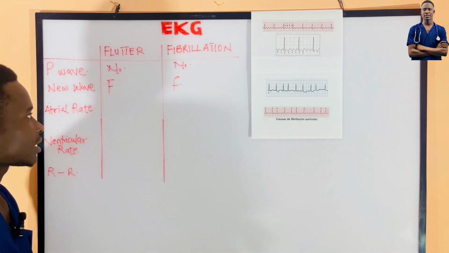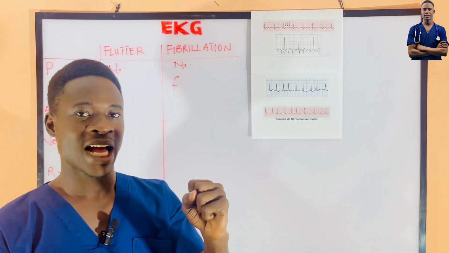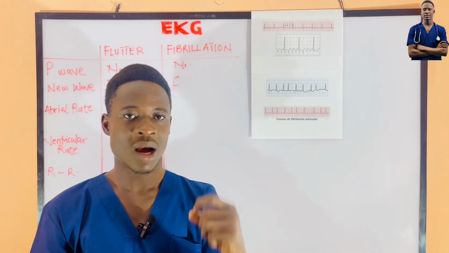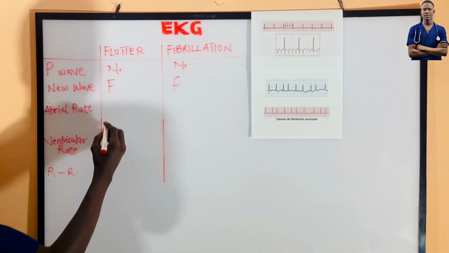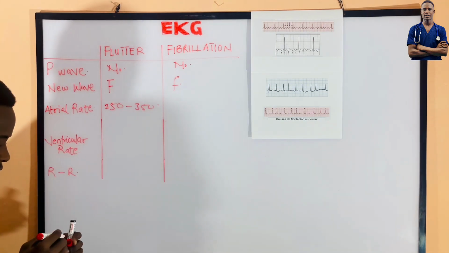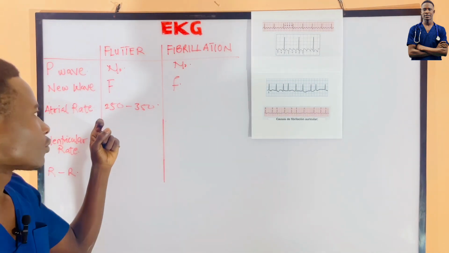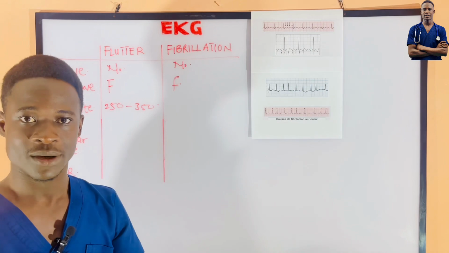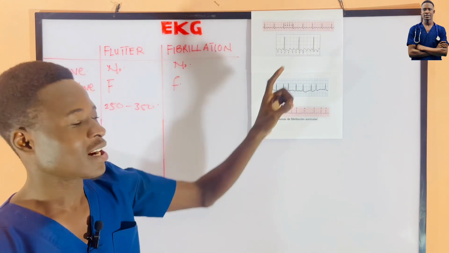Now, let's look at the atrial rate. The atrial rate is the rate at which the atria contracts. The normal atrial rate is supposed to be 60 to 100, as I said earlier. Now, if we take that of the flutter, it is 250 to 350. So we get atrial contraction from 250 to 350, and because of that it gives us more P waves over here, and these P waves can be distinguished from one another.